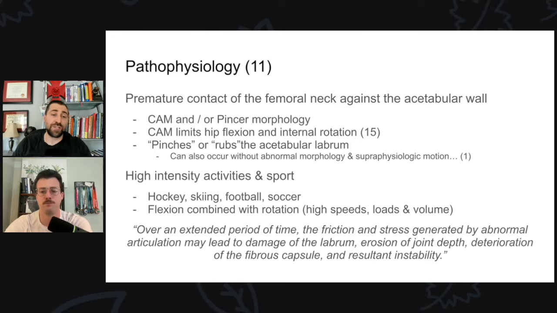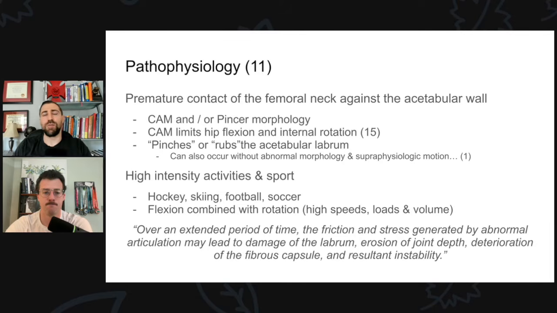Maybe you're creating some additional bone growth, right? Which may be a feed forward mechanism: more bone growth, more premature contact, more potential injury of the labrum, more opportunity to create irritation, right? Maybe not able to recover as well between sessions because you have much more compression over that area. So essentially over an extended period of time, the friction and stress generated by abnormal articulation may lead to damage of the labrum, erosion of joint depth, deterioration of the fibrous capsule, and resultant instability.